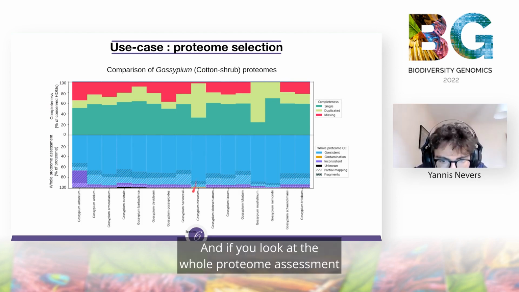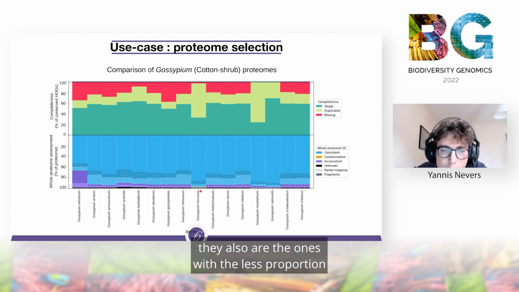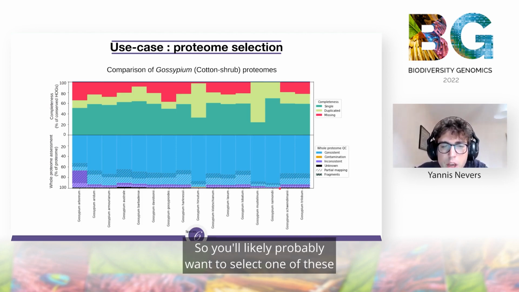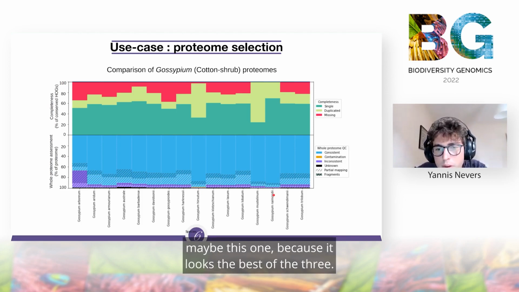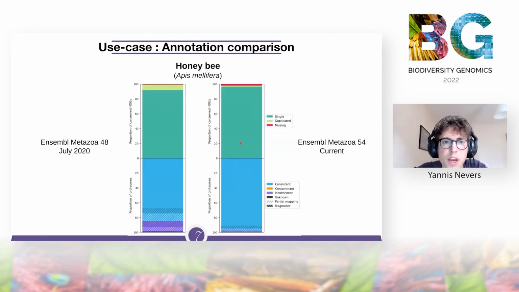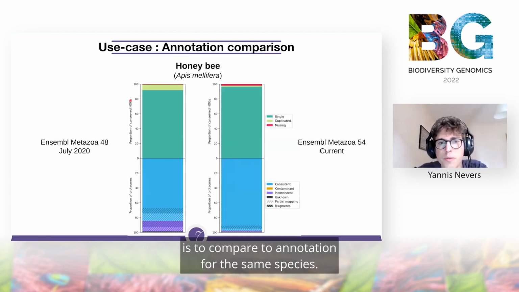And if you look at the whole proteome assessment, they also are the ones with the lower proportion of inconsistent genes, partial mappings and fragments. So you will probably want to select one of these, maybe this one because it looks the best of the three. Another thing for which you can use OMArk is to compare two annotations for the same species.